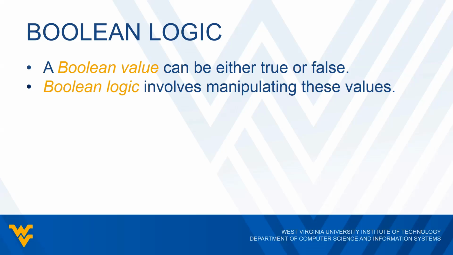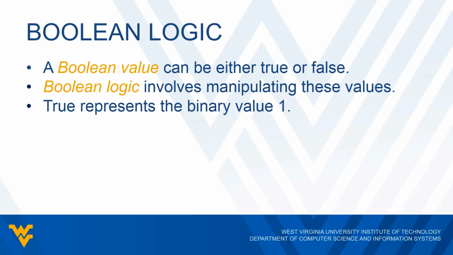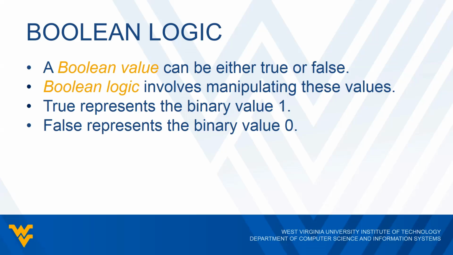Because we have these Boolean values that are true and false, we can say that true would represent the binary value 1, and the value of false would represent the binary value of 0. So anything stored internally as a sequence of binary digits, which is pretty much everything, can also be viewed as a sequence of the logical values true and false. And then we can manipulate these values by using operations of Boolean logic.